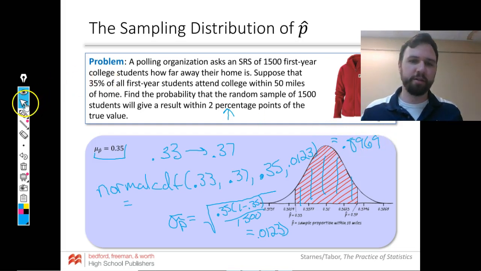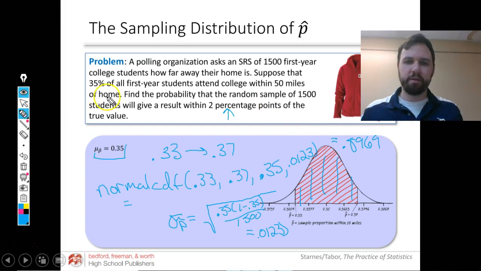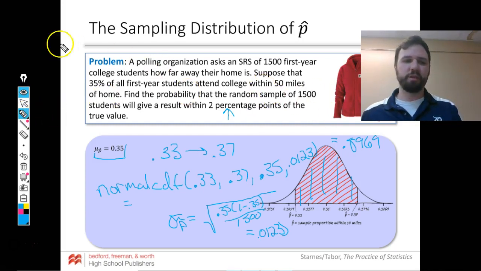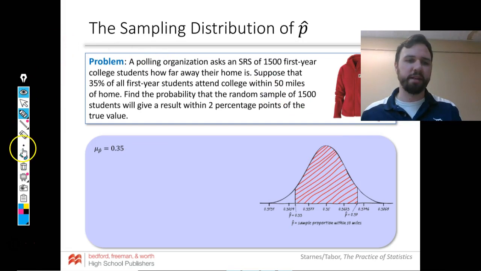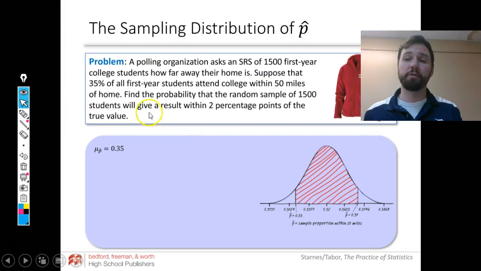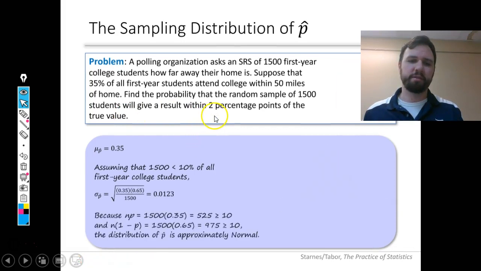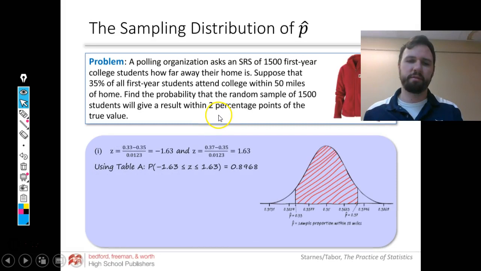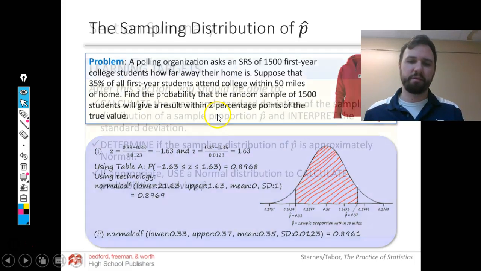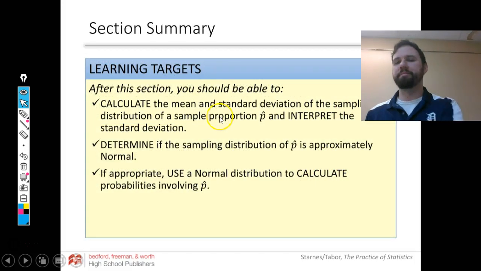Is my face in the way? Nope. Cool. All right. So let's check ourselves and see if the book got the same thing. Again, I don't own this. Yes. Yes. Yes. No, I didn't do it that way. I did that way. Yeah. Okay. So, we should be good.